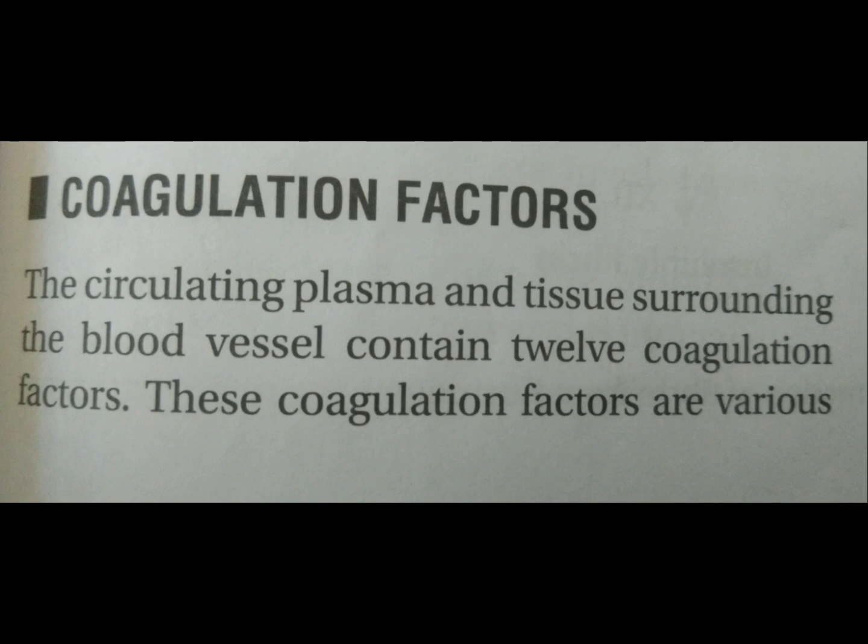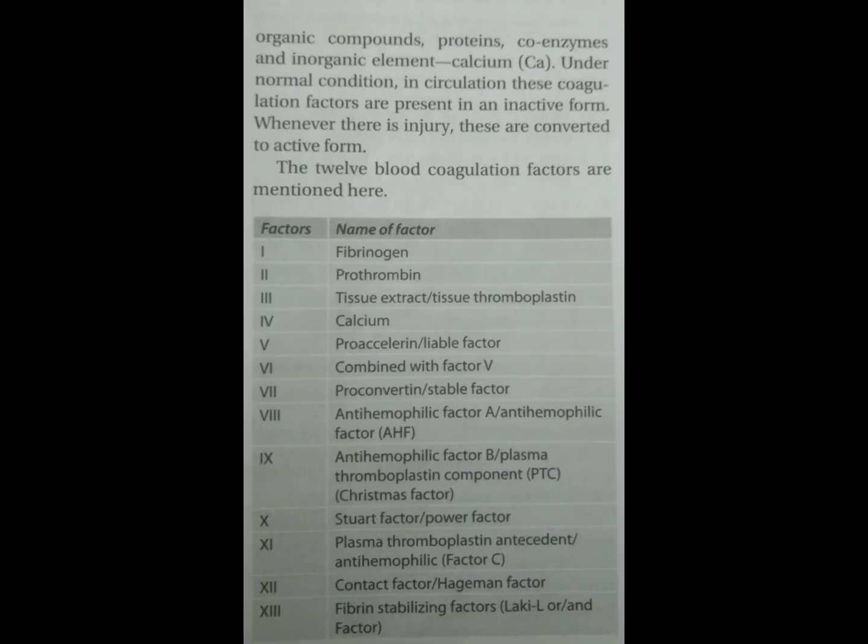In circulating plasma and tissue surrounding the blood vessel, there are 12 coagulation factors. These coagulation factors include various organic compounds like proteins and coenzymes, and an inorganic element like calcium. Under normal conditions, in circulation, these coagulation factors are present in an inactive form. Whenever there is injury, these are converted into the active form. The 12 blood coagulation factors are mentioned here.